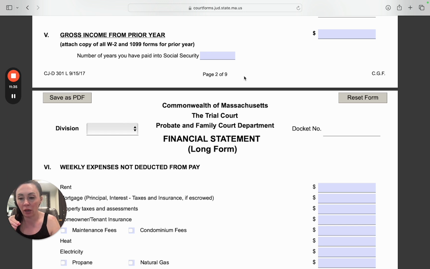Just make sure you're leaving a trail and you're making a note that even though you're filing your financial statement in February, the W-2s attached for the prior year are not actually the prior year. Maybe you don't have them yet. That's okay. They're the most current and recent ones that you do have.